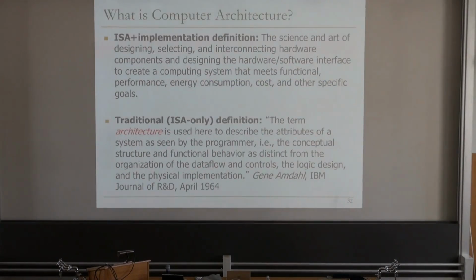And this is more said in a longer way. This is a traditional ISA-only definition by Gene Amdahl. You probably know Amdahl's law. He was a designer of the IBM 360, which is one of the first out-of-order machines. Basically, he says the term architecture here is used to describe the attributes of a system as seen by the programmer. In other words, the conceptual structure and functional behavior as distinct from the organization of the data flow and controls, the logic design, and the physical implementation. So basically, ISA is what's seen by the programmer. Everything else is distinct from what goes on underneath.